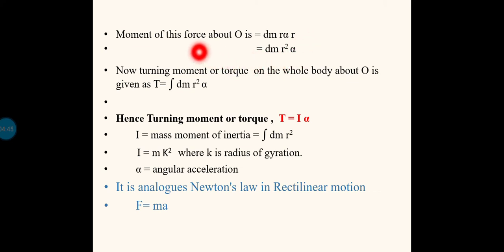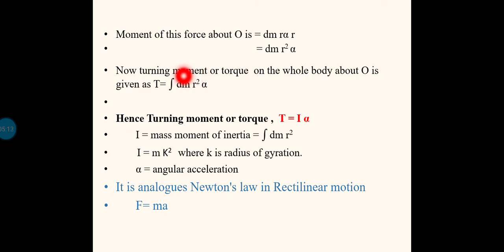See, the force is created by that small elemental mass dm. So if you want to calculate the entire moment of the force, now what we will do is integrate this term. So now the turning moment or torque on the whole body about O is given by T is equal to integral dm r square alpha. See, now turning moment, why we are calling it turning moment is, this is the entire moment.